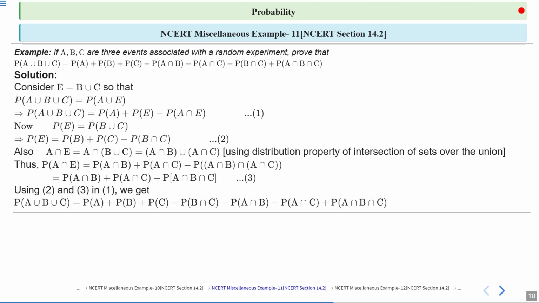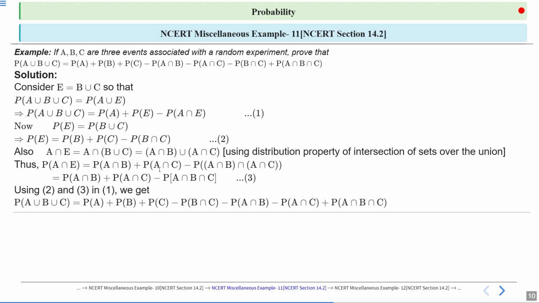If we now rearrange this equation, we will obtain probability of A union B union C is equal to probability of A plus probability of B plus probability of C minus probability of B intersection C minus probability of A intersection B minus probability of A intersection C plus probability of A intersection B intersection C.